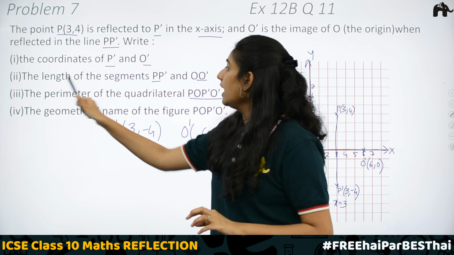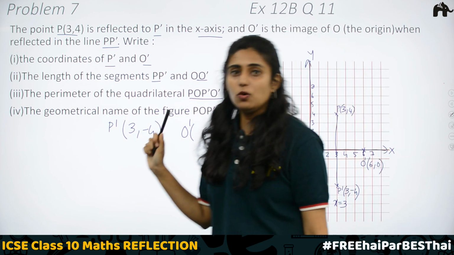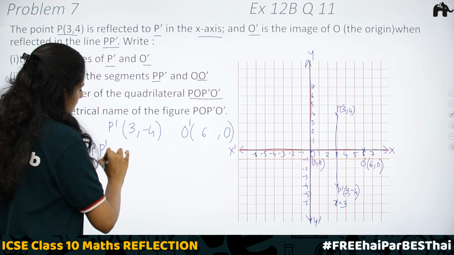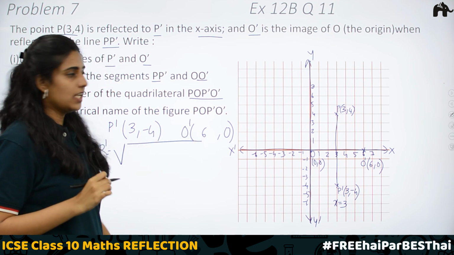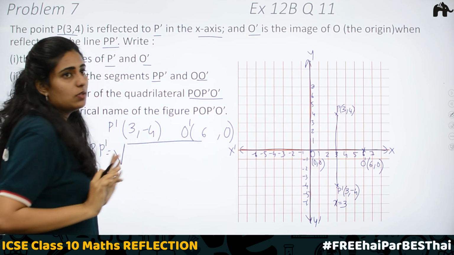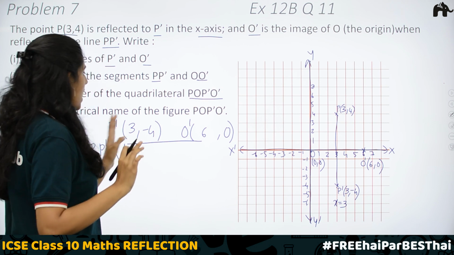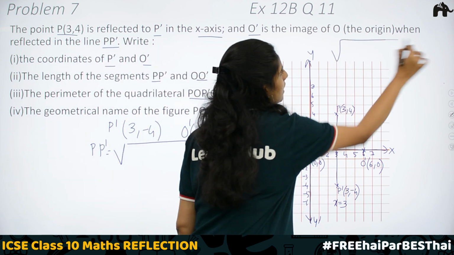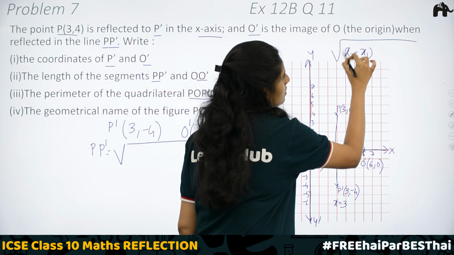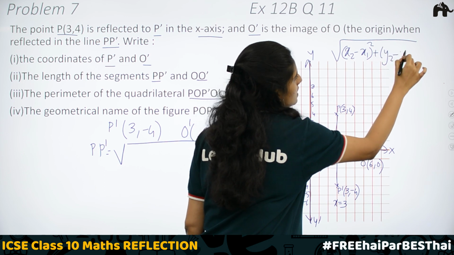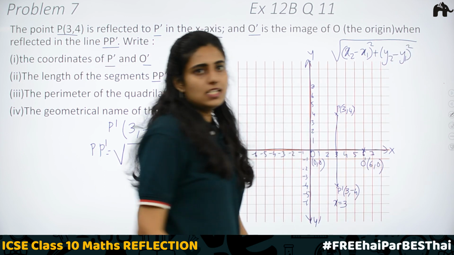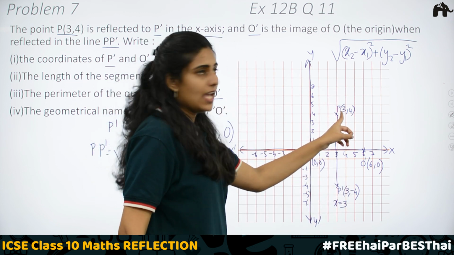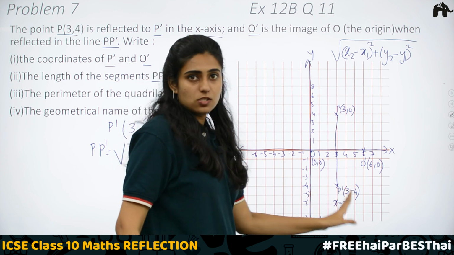Next, second, the length of the segment PP' and OO'. We'll use the distance formula here to get PP', which is equal to root of (x2 minus x1). The coordinates of P' will be taken as x2, y2 and that of P as x1, y1. We have the formula root of (x2 minus x1) whole square plus (y2 minus y1) whole square. This is the distance formula to find the distance from P to P'. We have taken P as x1, y1 and P' as x2, y2.